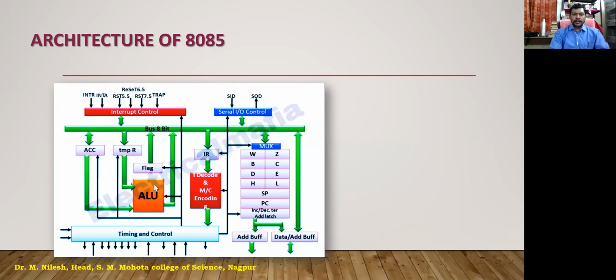These two are being processed in this ALU, that is the arithmetic and logical unit, and after that the result which is obtained from these two data is again stored in the accumulator itself. So remember this: the result of the arithmetic and logical unit, whether it is an arithmetic operation or a logical operation, is stored back in the accumulator. It is stored over there itself.